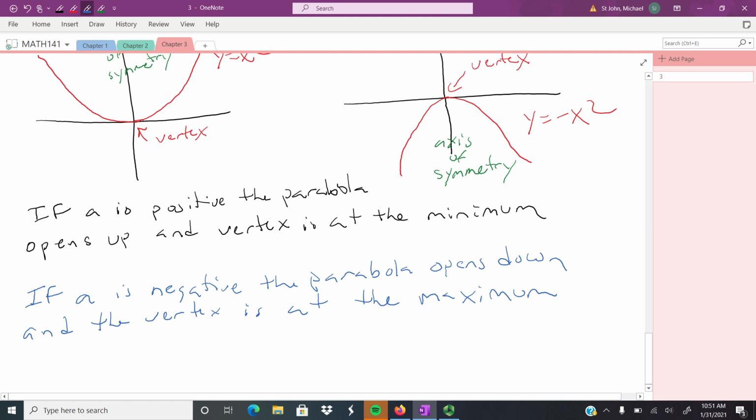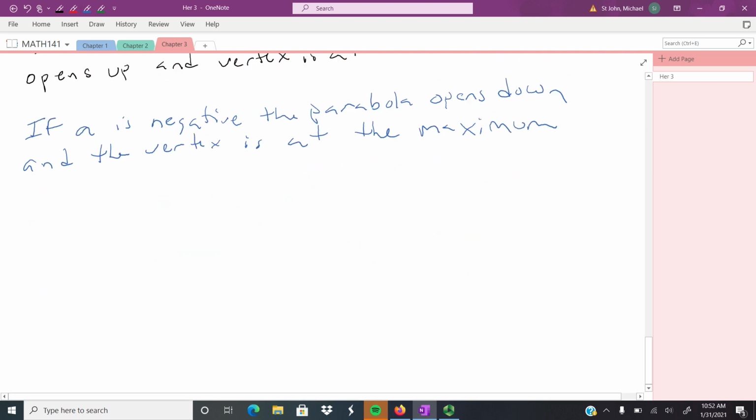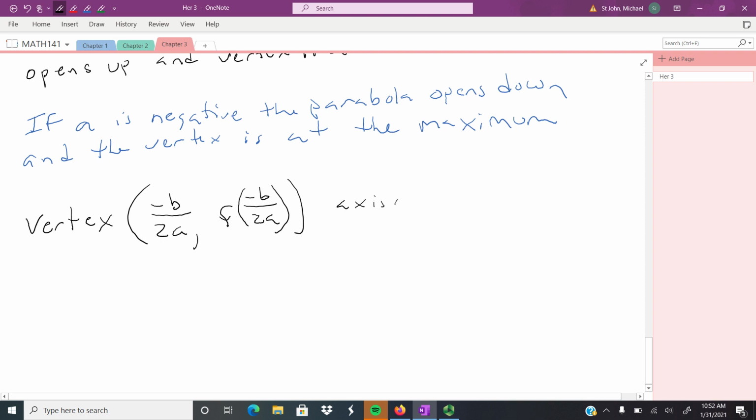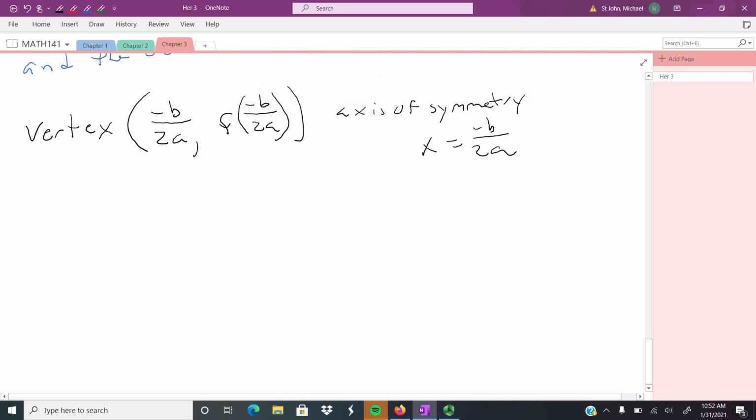So in terms of the things we want to know about a parabola, where is the vertex? The vertex is given by minus b over 2a, f of minus b over 2a. That'll give me the vertex point. And then the axis of symmetry is given by x equals minus b over 2a. So let's go through an example of how this would work.